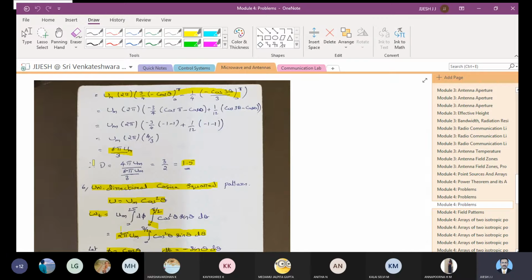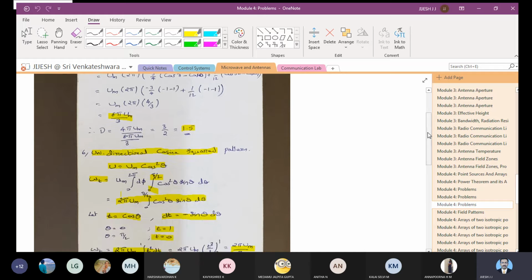Similarly, you can also do it for the unidirectional cosine squared pattern, where U is equal to Um cos square theta. When you take U equal to Um cos square theta, you can see that Wt can be found here by substituting the limit 0 to 2 pi d phi.